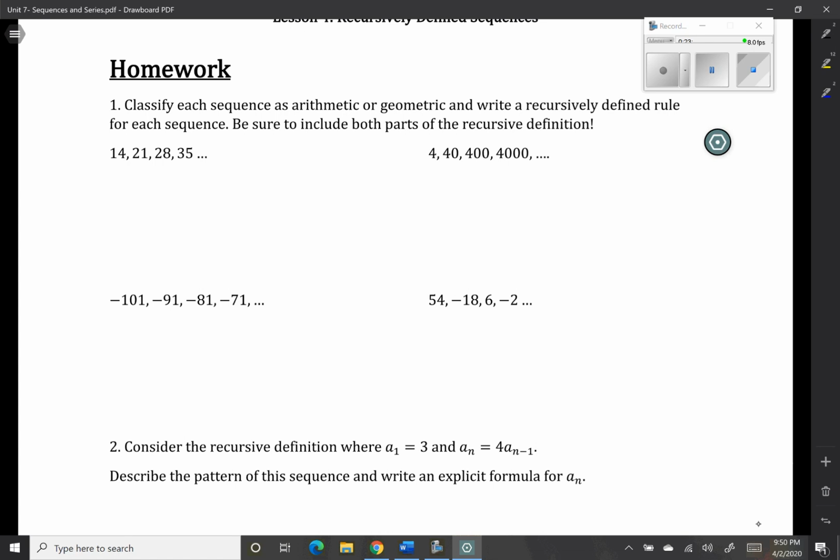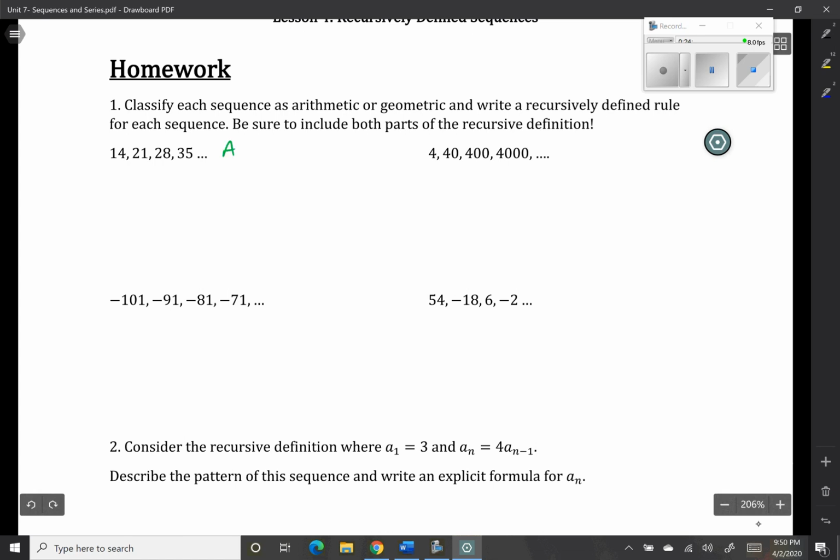Hopefully you've paused the video and you've come back here to check your answers. So in the first problem here, I'm giving you 4 different sequences. I'm asking you to classify it as arithmetic or geometric and write a recursively defined rule, right? Whenever we're writing a recursive rule, you need 2 parts. So look at your answers right now. If they are missing a sub 1 and you're not defining what that starting point is, it's not recursive. It's wrong.